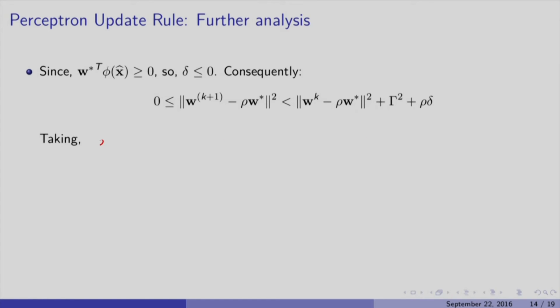We need to take rho such that gamma square plus rho delta becomes less than 0. That is, we would like rho delta to be less than minus gamma square. Now note that delta is negative, so division by delta flips the inequality, and you will get rho greater than minus gamma square by delta. So any rho greater than minus gamma square by delta should serve the purpose.